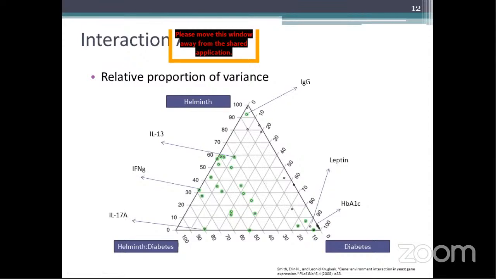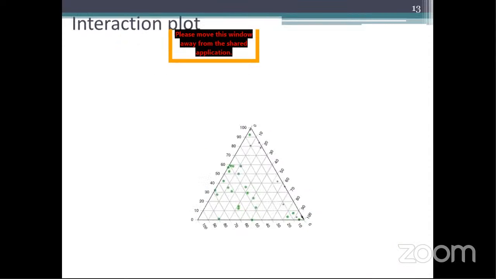As I said earlier, the points that are closer to a vertex are influenced heavily by that particular label. We can see that a biomarker like IgG is close to the Helminth vertex, and biomarker HbA1c is close to the diabetes vertex. This is one such observation that we could see. Also, the ones in the center are said to have effects on them by all three terms. The interaction plot explains how these variables are being influenced by both the terms, and I have explained this with respect to interferon gamma.